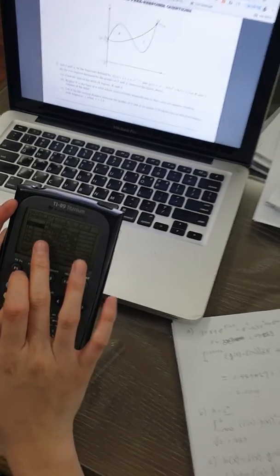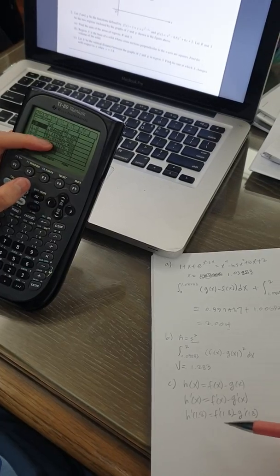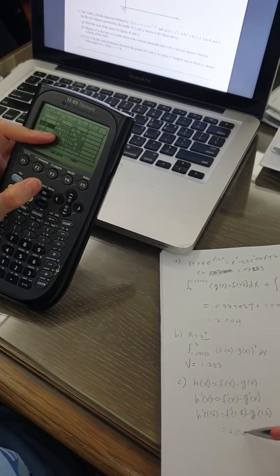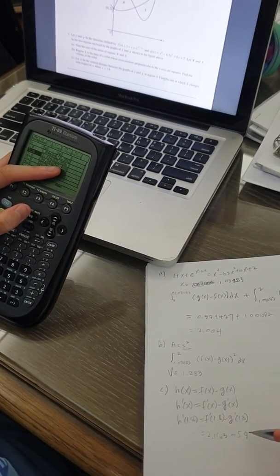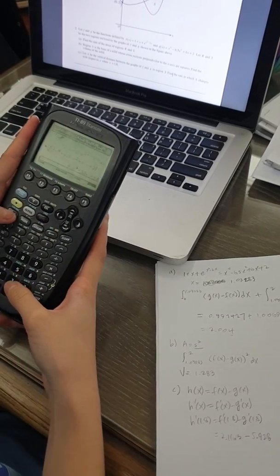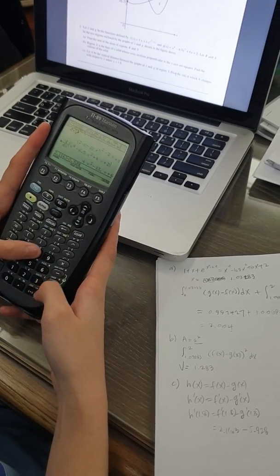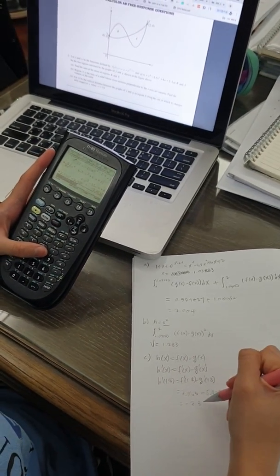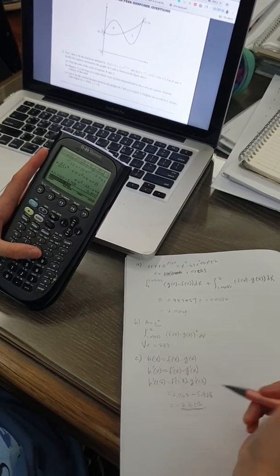Then we can see that f prime of 1.8 is 2.1163, and g prime of 1.8 is 5.928. So let's do it right away. 2.1163 minus 5.928. It's going to give us negative 3.1812 when rounded to the thousandths. So here goes the answer.